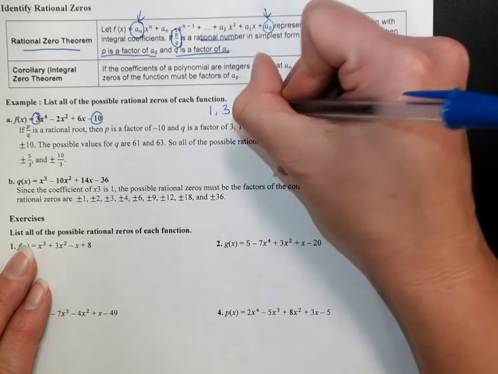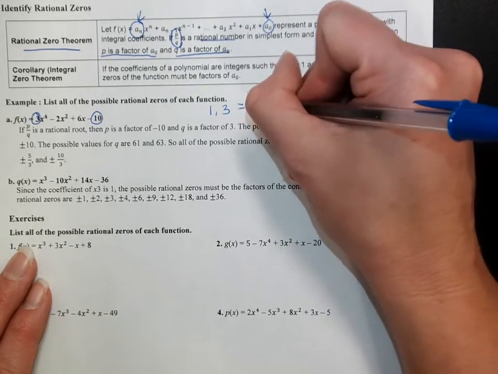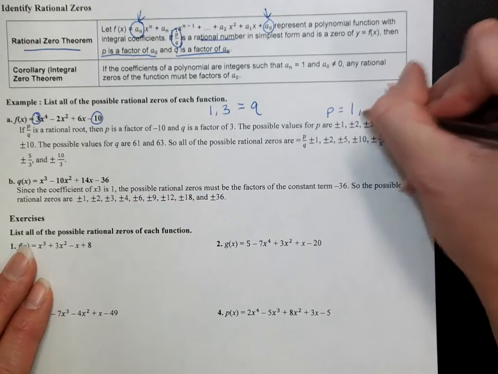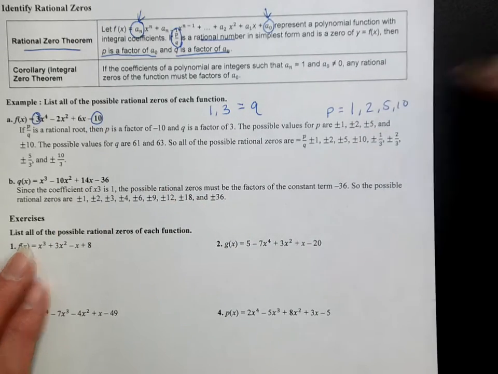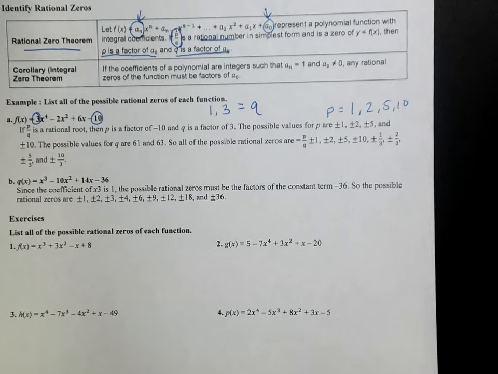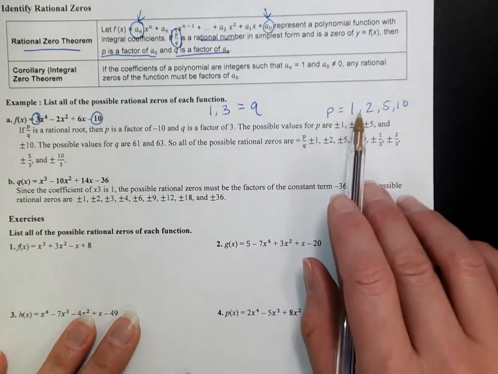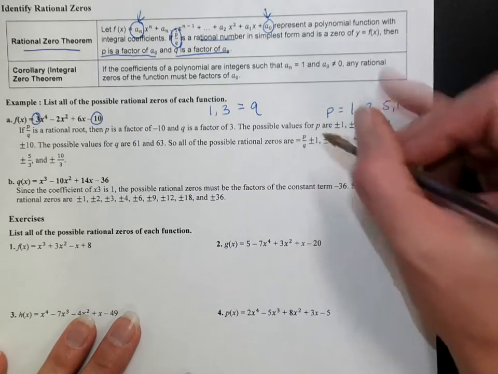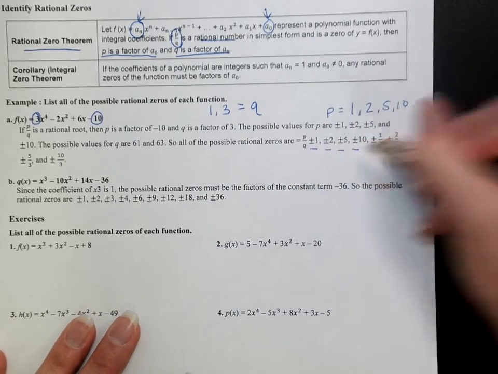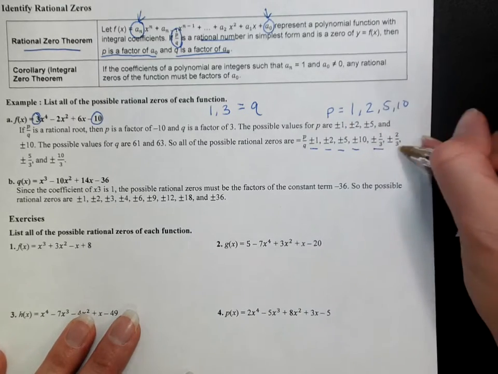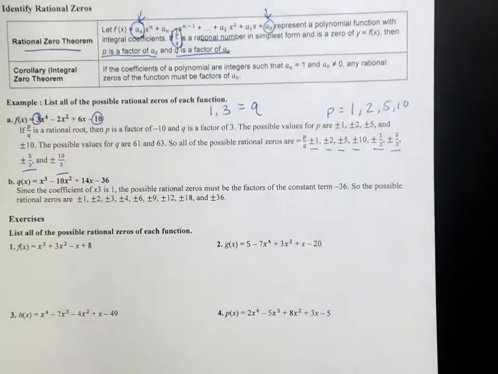So those are your possible Q values, the numbers you divide by. Your possible P values are all the factors of 10, which in this case is 1, 2, 5, and 10. Your possible solutions are going to be plus and minus every one of these divided by every one of these. They divided all of these by 1 and got plus or minus 1, 2, 5, 10. Then they divided all of these by 3: 1 divided by 3, 2 divided by 3, 5 divided by 3, 10 divided by 3. Those are your possible solutions.